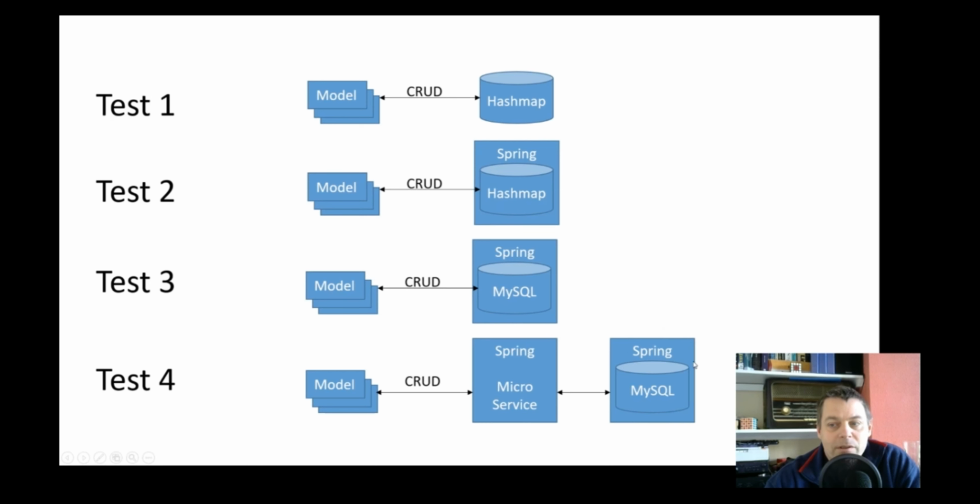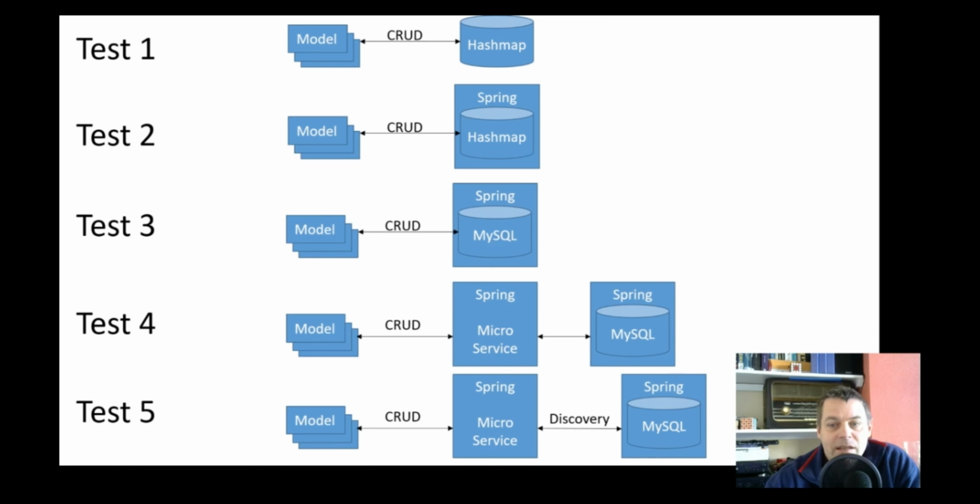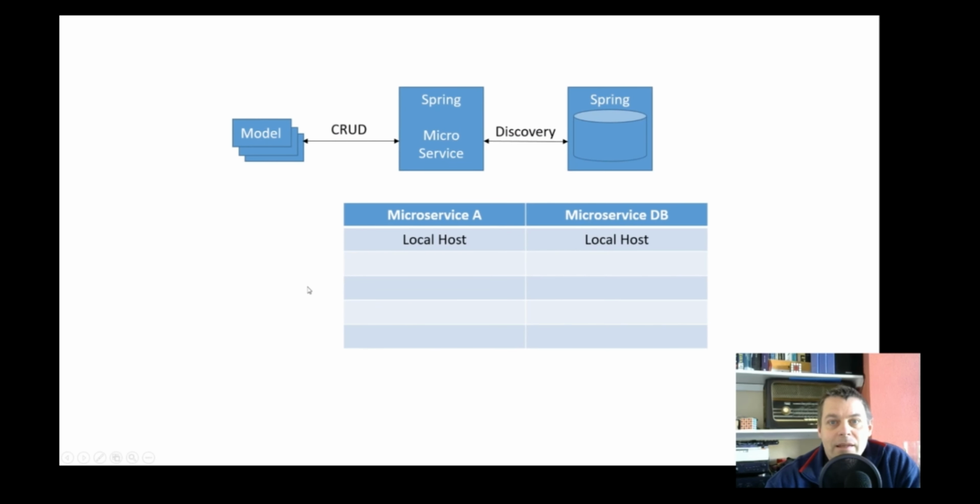So we'll put the MySQL database in one Spring microservice, and we'll call another microservice, which will then just pass the call on. We'll see how quick that is. And then finally for test 5, we'll have the microservices as they were before, but they'll discover each other with the discovery server. So once we've done all that, we'll repeat the test, but this time we'll co-locate things differently.